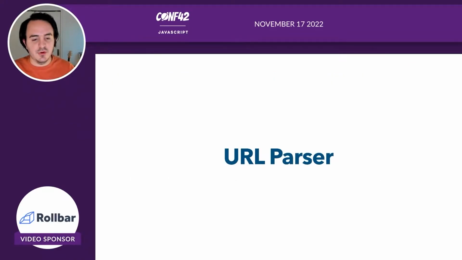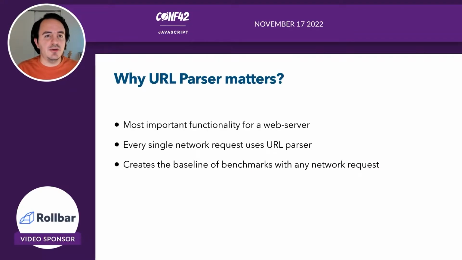So let's start with URL parsers. Why do URL parsers matter? URL parsers are the most important functionality for a web server. Every single network request uses a URL parser, and it basically creates the baseline of benchmarks for any network request.